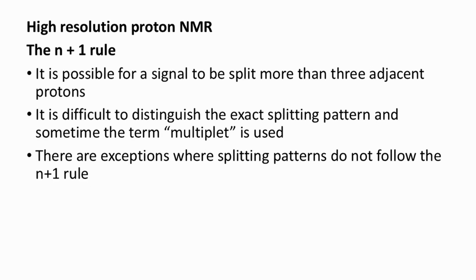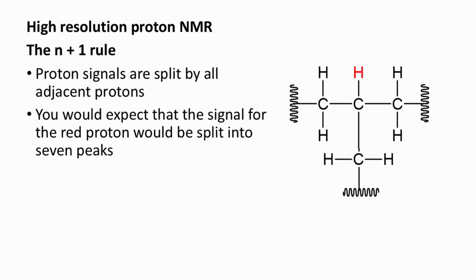It is possible for a signal to be split by more than 3 adjacent protons. It is often difficult to distinguish the exact splitting pattern and sometimes the term multiplet is used. If we take a look at this example, the proton in red here has 6 adjacent protons to the right, to the left and beneath. You would expect that the signal for this proton would be split into 7 peaks.